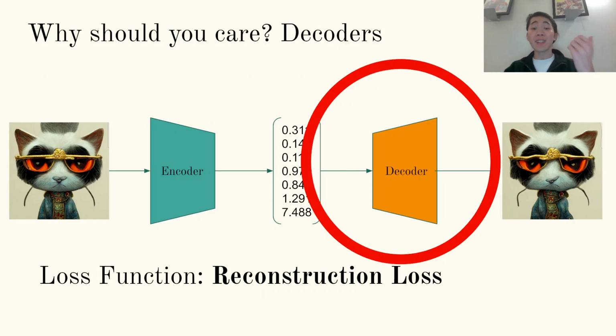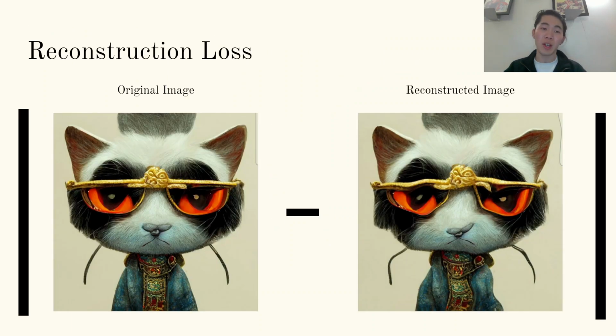Again, this is sort of a teaser towards that, but you can go from a vector into an image, and this is how we create a lot of cool images. And the loss function that we use here is the reconstruction loss.